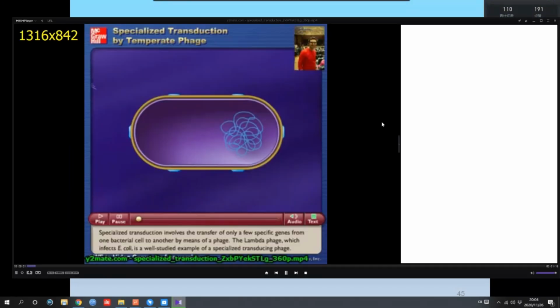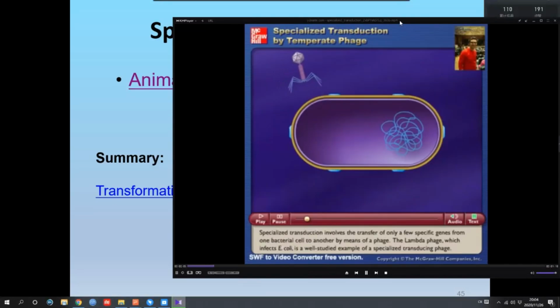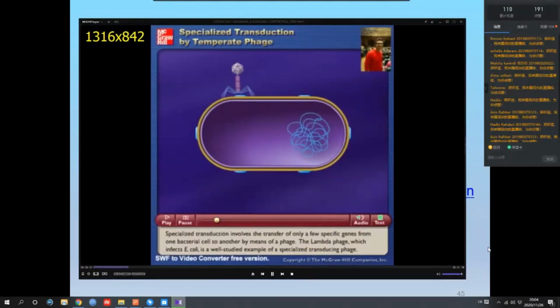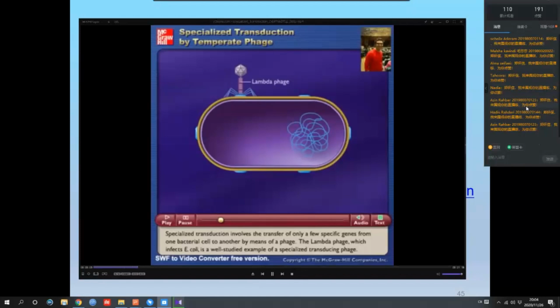Specialized transduction involves the transfer of only a few specific genes from one bacterial cell to another by means of a phage. The lambda phage, which infects E. coli, is a well-studied example of a specialized transducing phage. When lambda phage infects E. coli, the phage DNA enters the cell and then integrates into a specific site on the host chromosome.